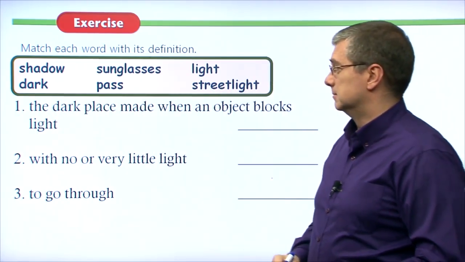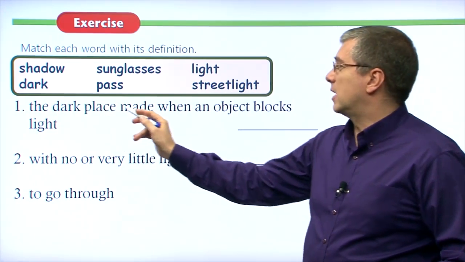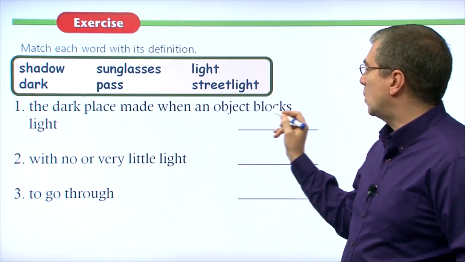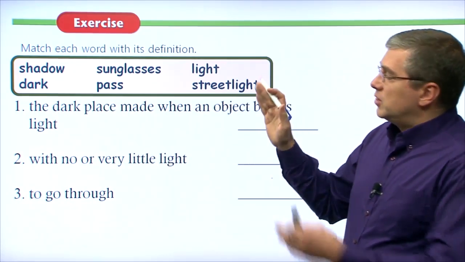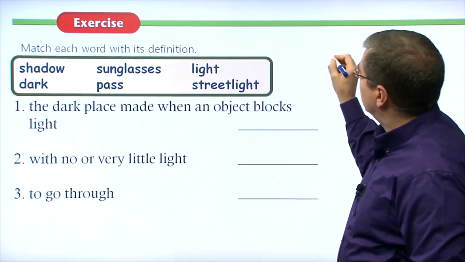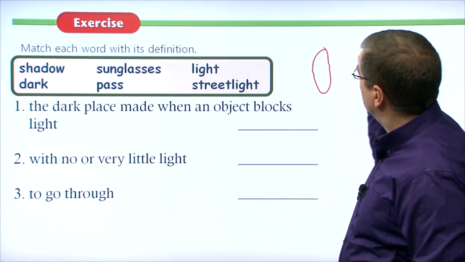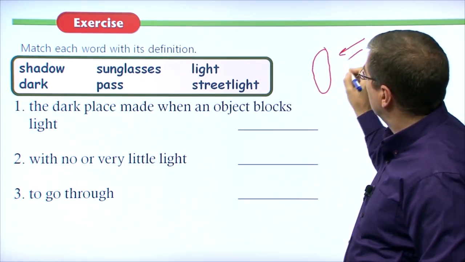Let's match them. First, we have the dark place made when an object blocks light. So we have an object that is blocking the light. The light is coming, this is my object. The light is coming this way, right?